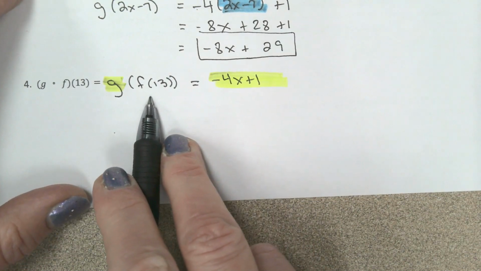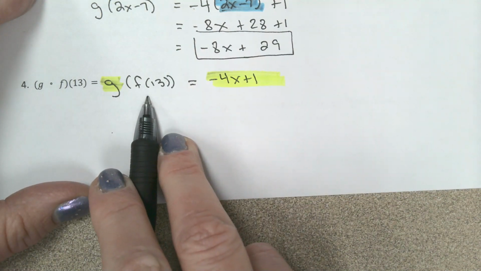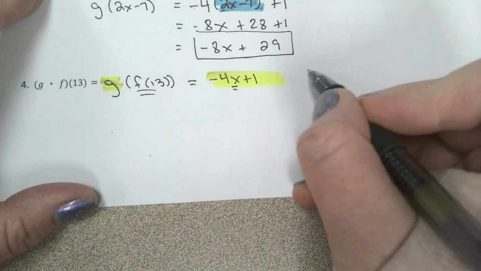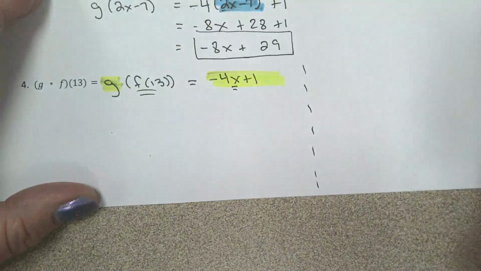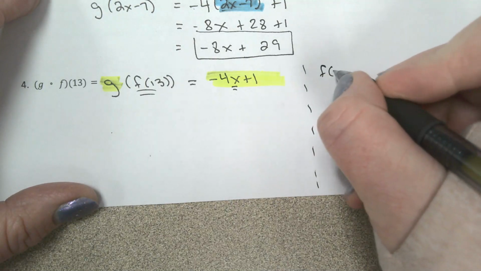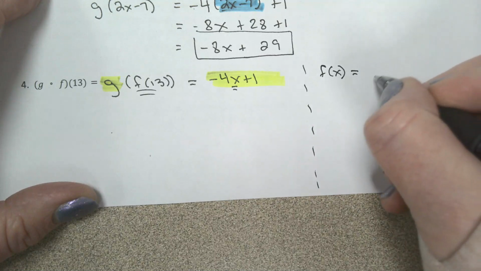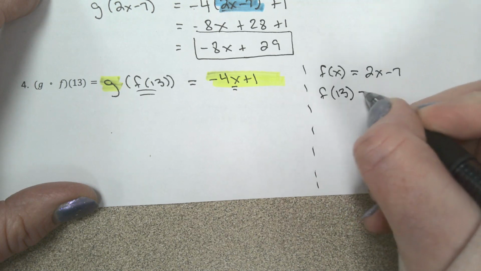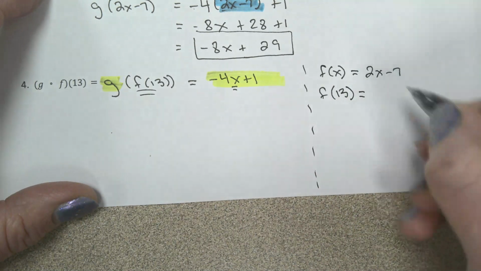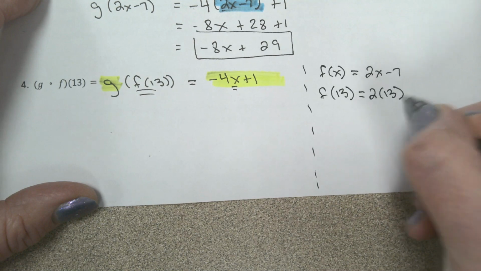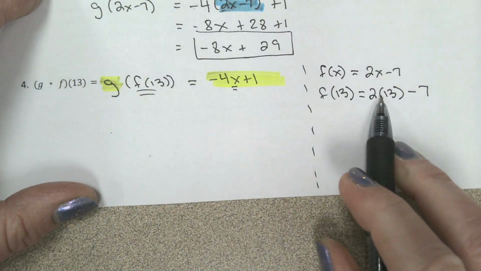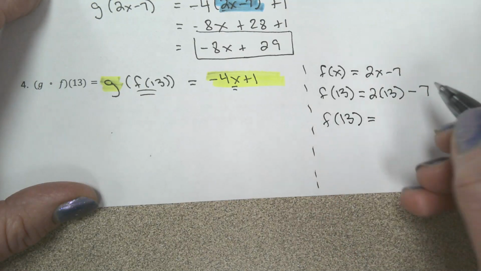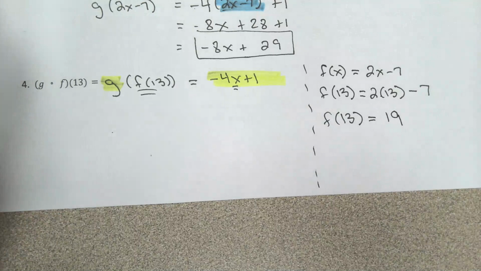All right, so you have to figure out what f of 13 is, because whatever that value is, that's what you have to plug in place of x. So go do some work off to the side. Your f of x function is 2x minus 7. You want to figure out the value of f of 13. Plug 13 in place of x, do the math, and f of 13 equals 19.